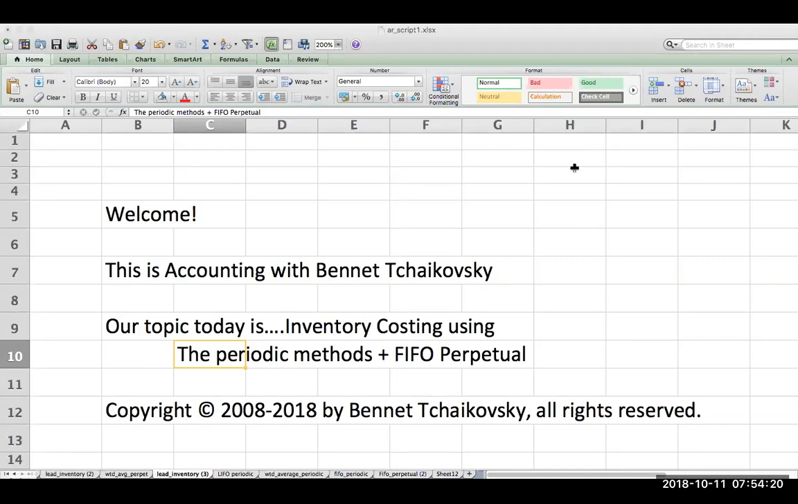Our topic today is going to be inventory costing using the periodic methods, and then we're going to look at FIFO perpetual.